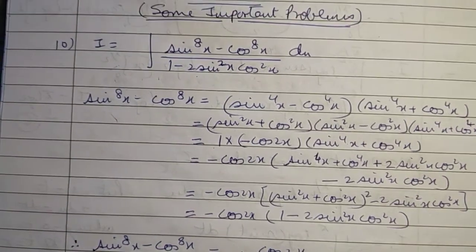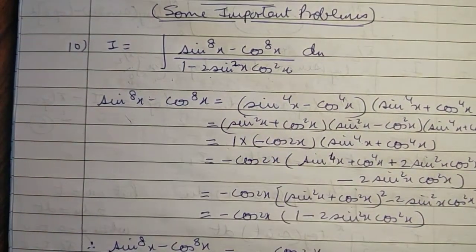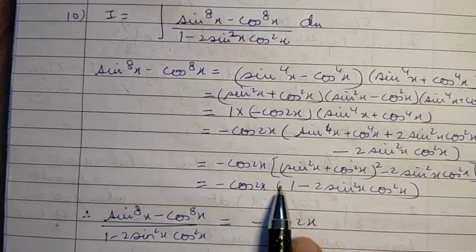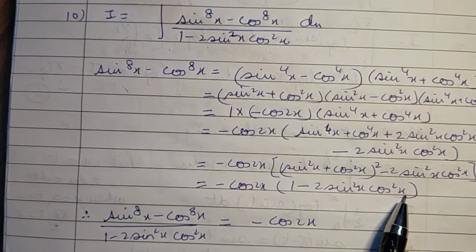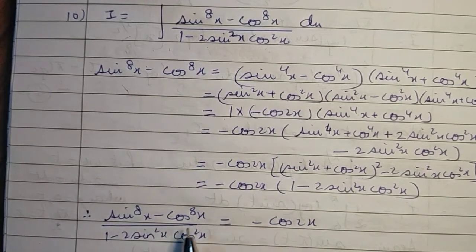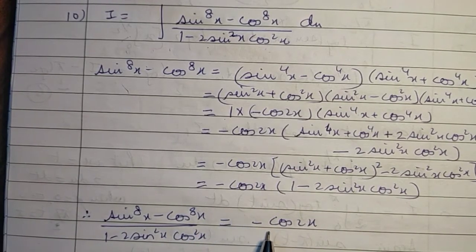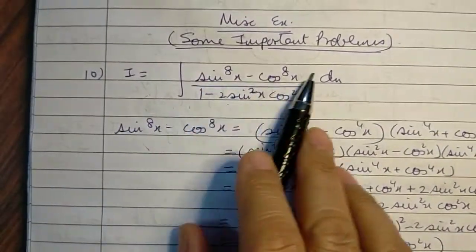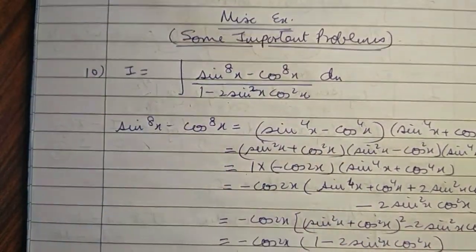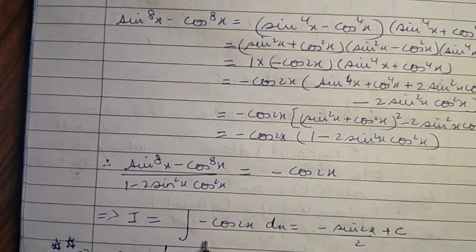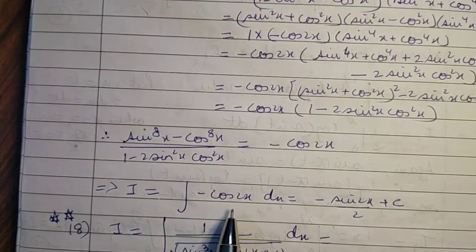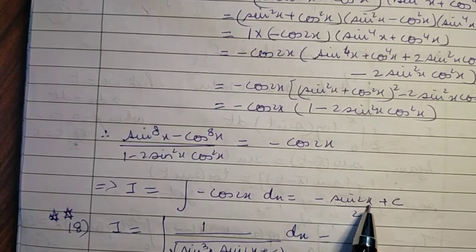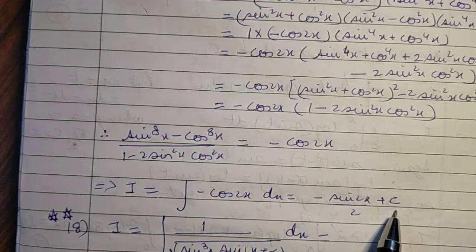Now, writing the integrand, we observe that the denominator is the same as the term which we have obtained in the brackets. They get cancelled out and the integrand gets converted to minus cos 2x. And so the question which looked so difficult now has got simplified to a simple integrand, that is minus cos 2x, which can be easily integrated as minus sin 2x over 2 plus c.